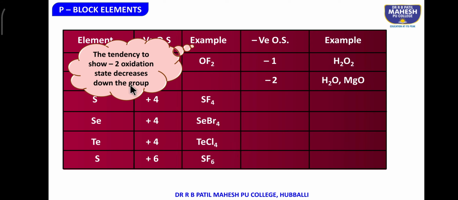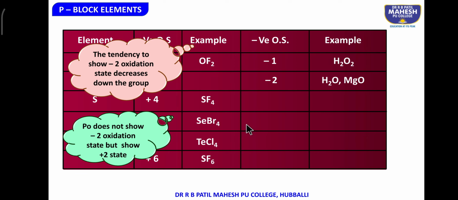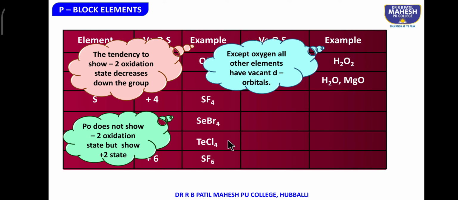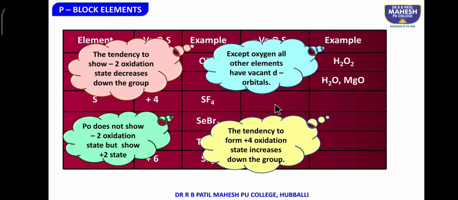The tendency to show the -2 oxidation state decreases down the group because metallic character increases. Polonium does not show the -2 oxidation state; it shows only the +2 oxidation state. Except oxygen, all other elements have vacant d orbitals. The tendency to form the +4 oxidation state increases down the group.